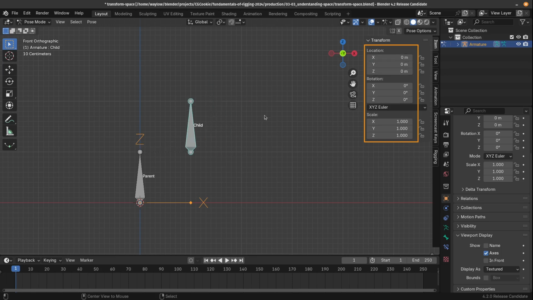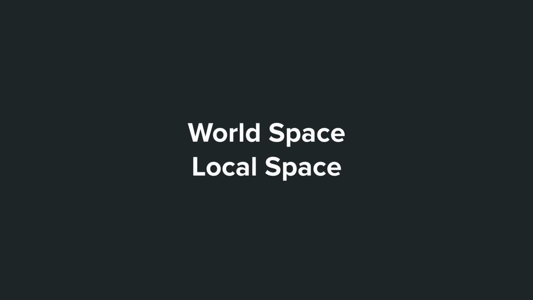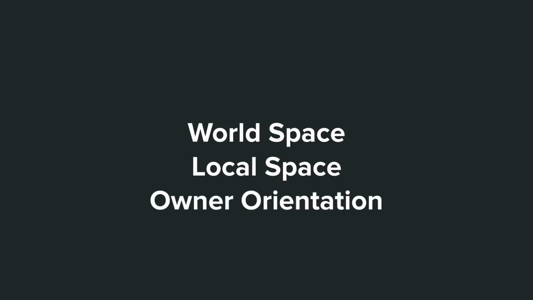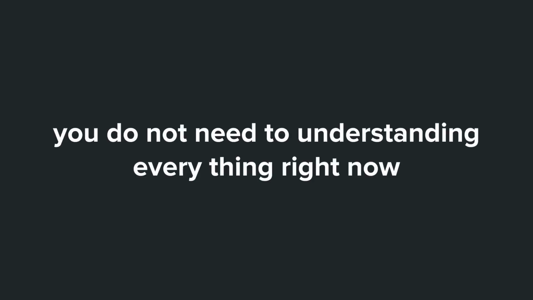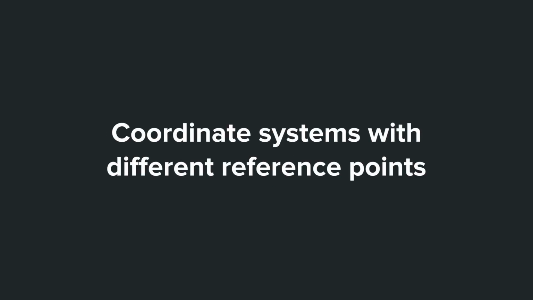That is transform space. Now that you understand a little bit about space, I hope that it no longer frightens you. As I said earlier, all you need to know for now is local space and world space. And in fact, the only ones that you're going to use for a very long time will be world space and local space, and possibly local space with owner orientation. And thankfully, those spaces are really easy to understand. But if you don't understand everything now, do not worry. You do not need to understand everything right now. One day, it's just going to click. They're all just coordinate systems with different reference points.